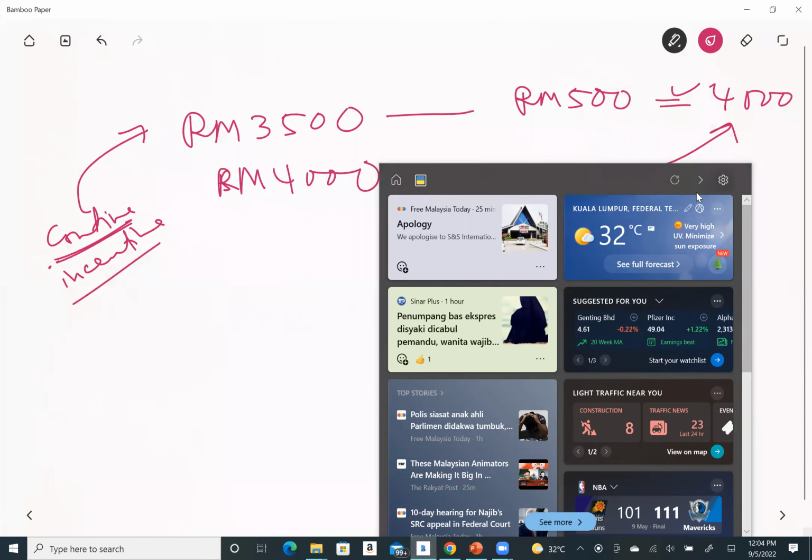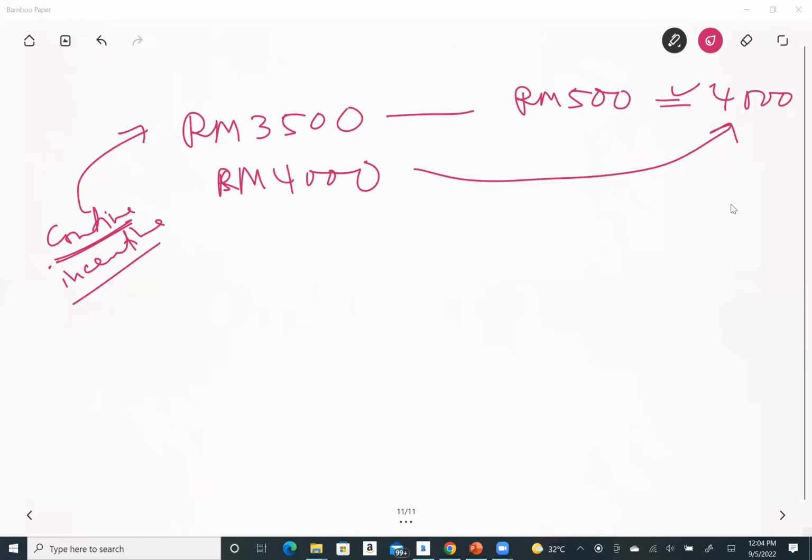Mana nak hilangkan benda ni? Siapa nak tengok dia tu?